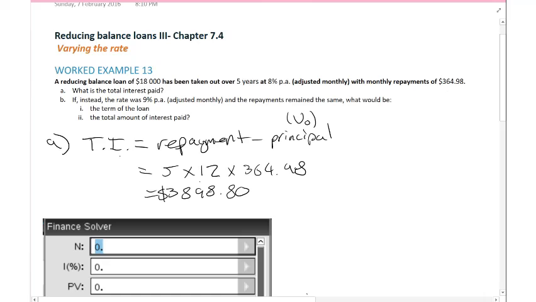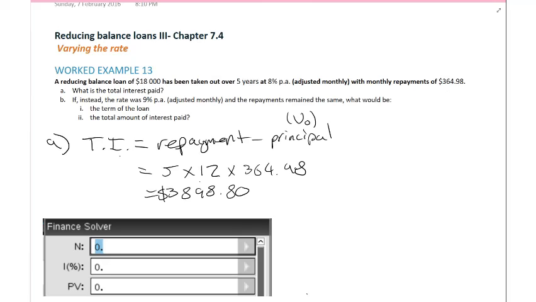So in this case, that's the total interest paid when I've got a reducing balance loan of $18,000 over 5 years at 8% per annum with monthly repayments of $364.98. So that's how I calculate A.